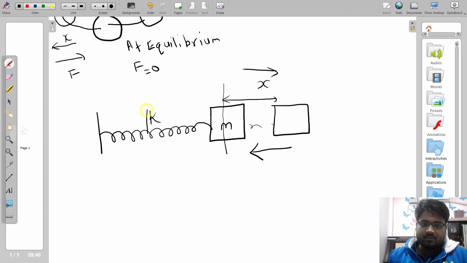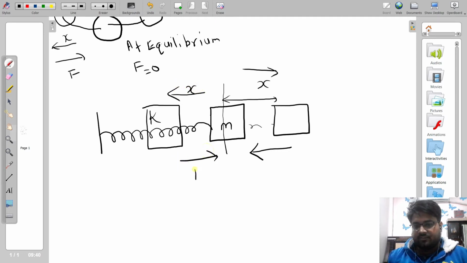Now the same thing we do on the left hand side. We displace this body by x displacement towards the left, then again the force will try to bring it back to the mean position. So this is about simple harmonic motion. Now let us discuss what is happening in all these motions, how the acceleration is changing, how velocity is changing, and how displacement is occurring.